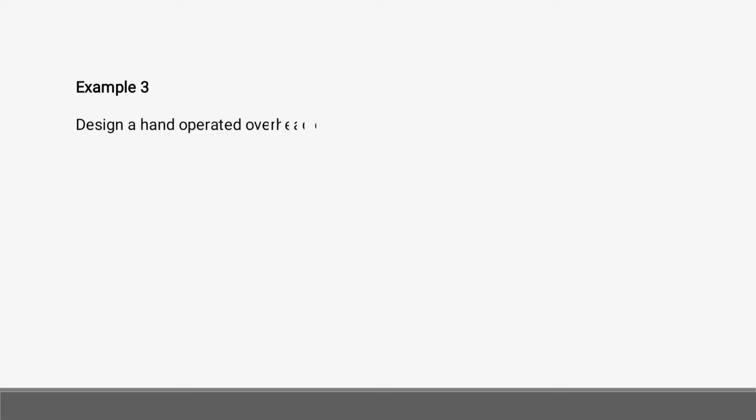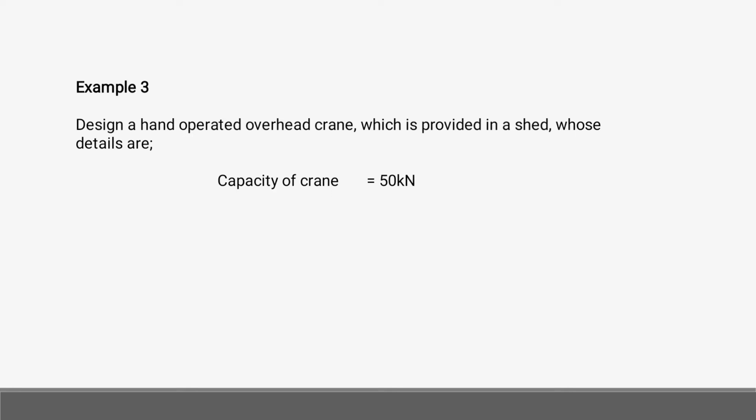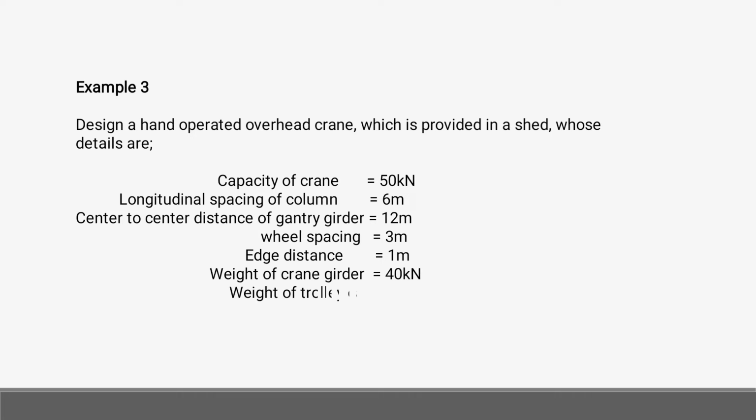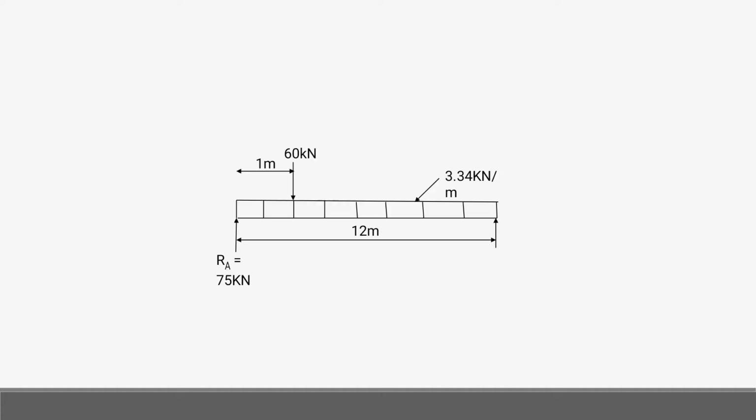Example 3: design a hand operated overhead crane which is provided in a shed whose details are: capacity of crane is 50 kilonewton, longitudinal spacing of column is 6 meter, center to center distance of gantry is 12 meter, wheel spacing is 3 meter, edge distance is 1 meter, weight of crane girder is 40 kilonewton, and weight of trolley car is 10 kilonewton. See the diagram. The hook load is 60 kilonewton at 1 meter from the reaction A.